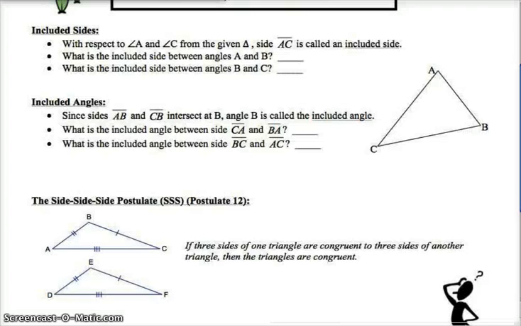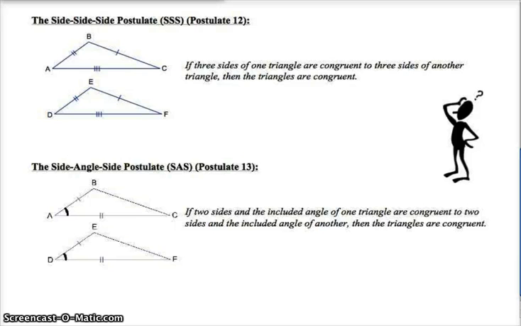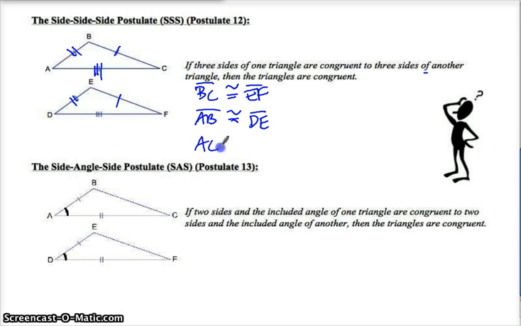Okay, so let's read through these postulates. The side, side, side postulate says if three sides of one triangle are congruent to three sides of another triangle, then the triangles are congruent. So here, this triangle shows us that BC is congruent to EF, right, that one mark shows us that. And that BA, or AB, is congruent to DE, because it's a double mark. And this triple mark shows us that AC is congruent to DF.